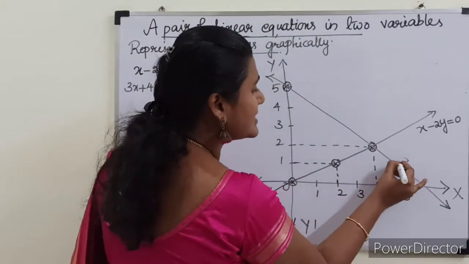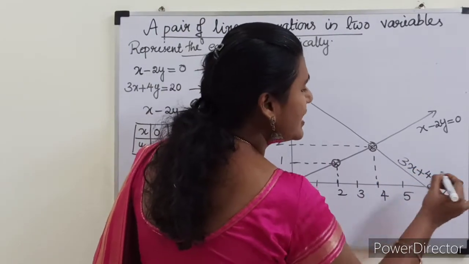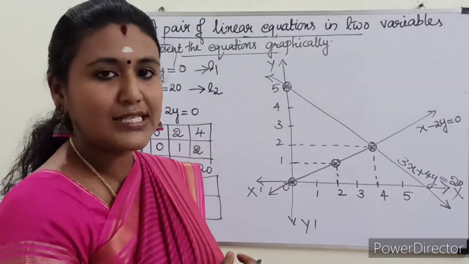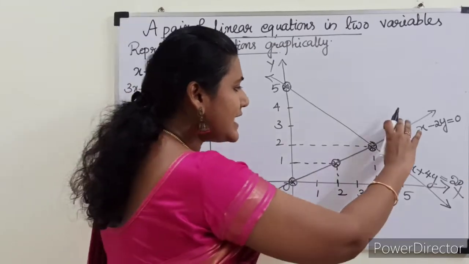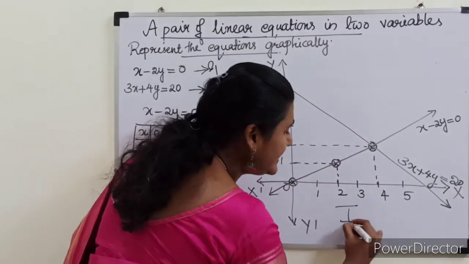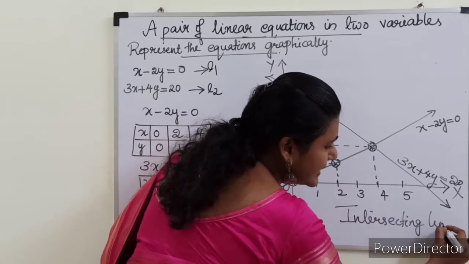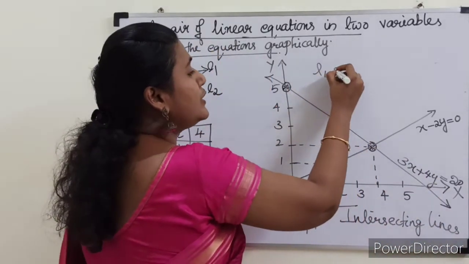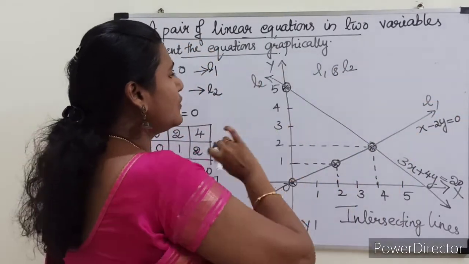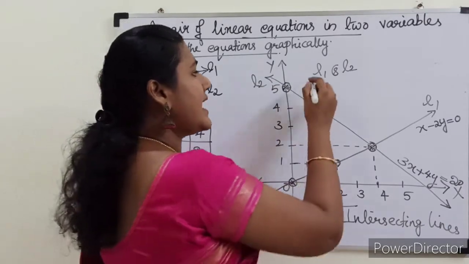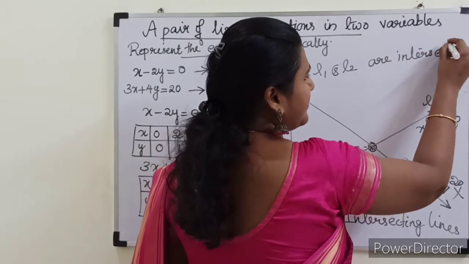So here we can write 3x plus 4y is equal to 20. This is our equation. So we got the graph of these two equations, the straight lines. Here what you can observe is that these two straight lines are intersecting here. We will denote the first line as L1 and the second line as L2. Then we can say that L1 and L2 are intersecting lines.